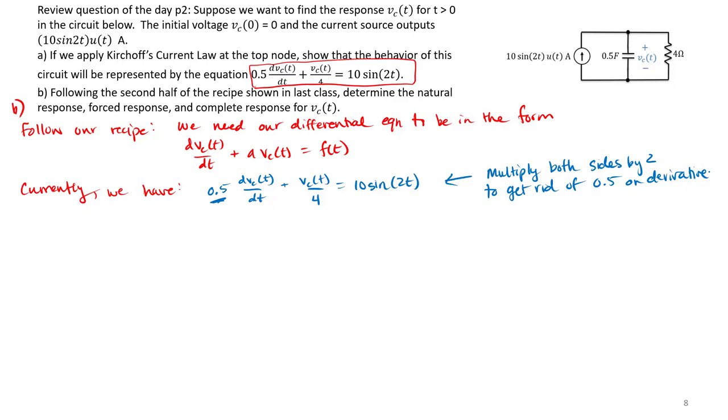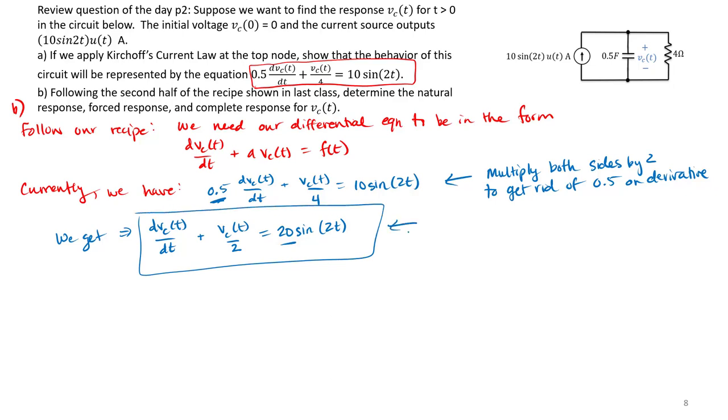So if we do that, we just multiply everybody by 2. So the 0.5 goes away. We get dVc of t dt. Vc over 4 multiplied by 2 becomes Vc of t divided by 2. That will equal 20 sine 2t. Because remember, we had to multiply everybody by 2 on both sides. So this is our first order differential equation in the desired form.